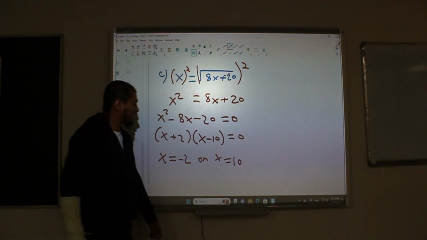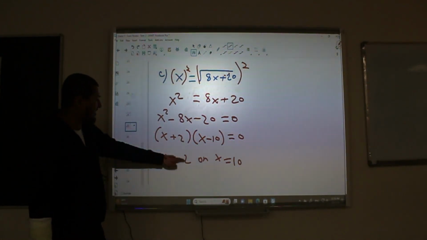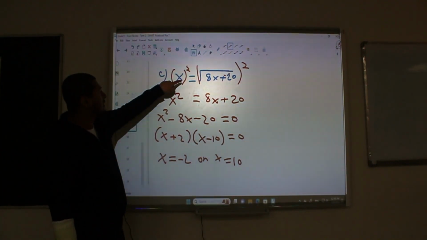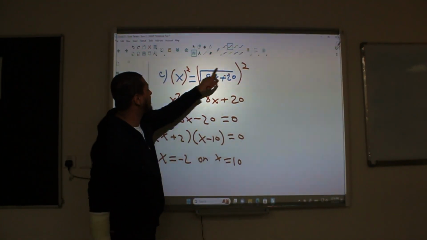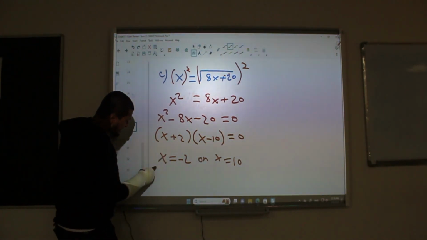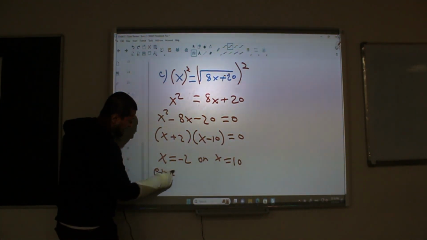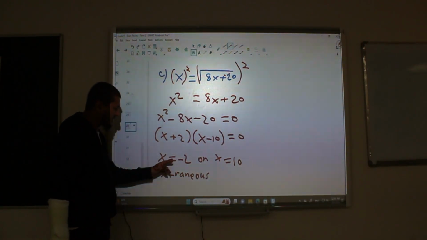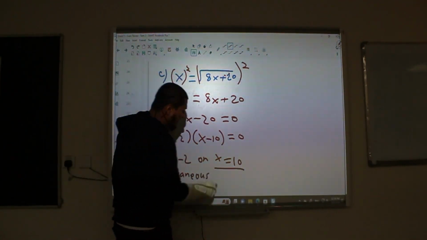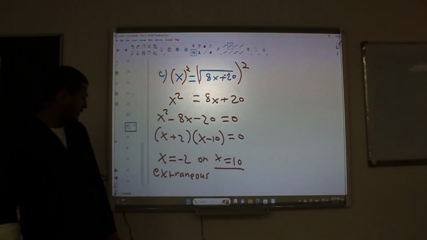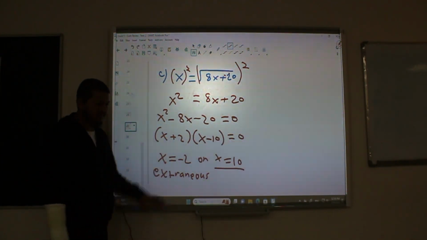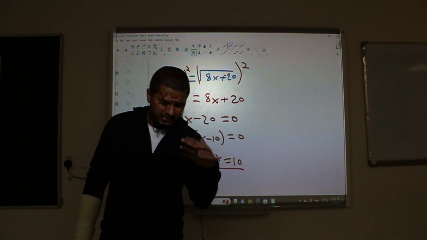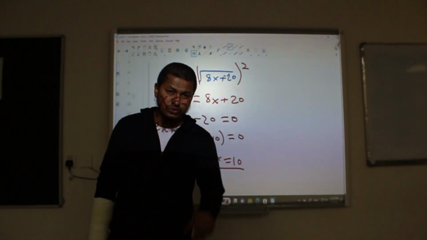Now we want to see which solution works. So if I substitute negative 2 inside here, obviously the square root of something can't be a negative number, so this one is extraneous. It is irrelevant, right? Extraneous is x equals negative 2 and x equals 10 is the actual solution. What does extraneous mean? It's kind of like rejecting your solution, or it is an irrelevant solution, the solution that does not work.